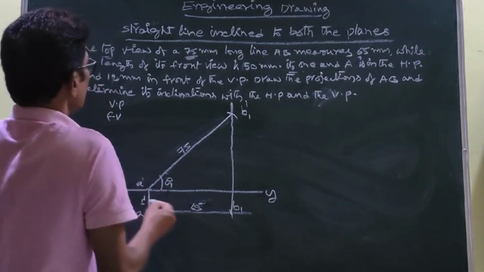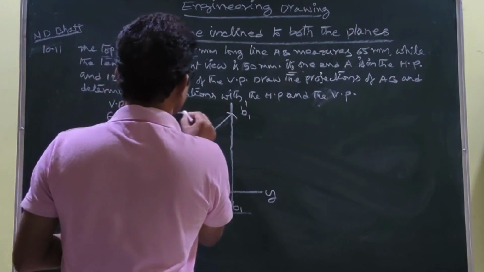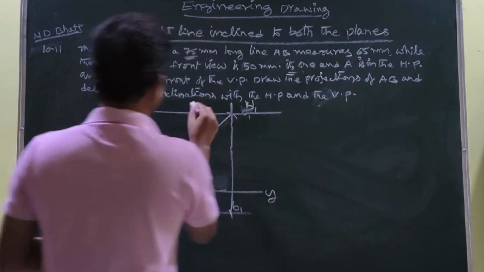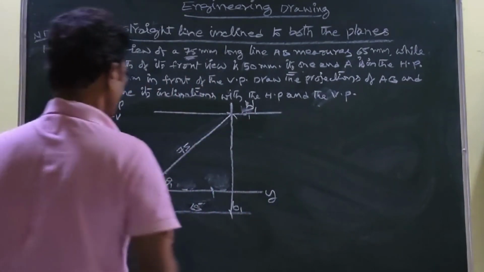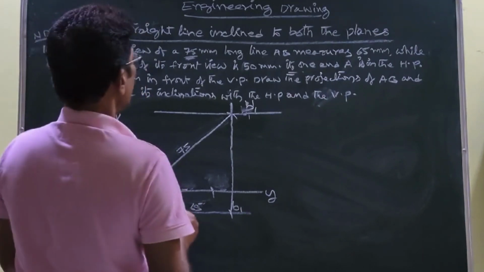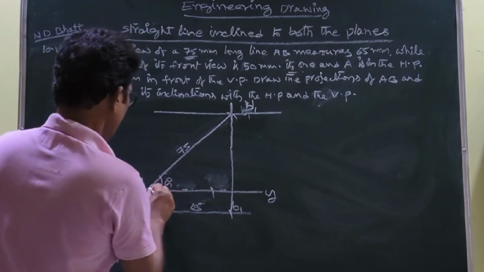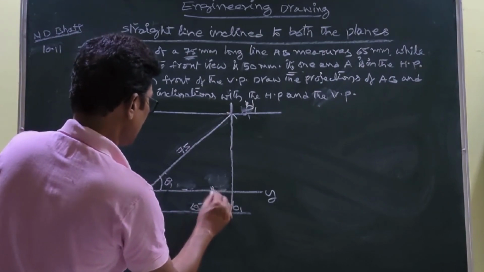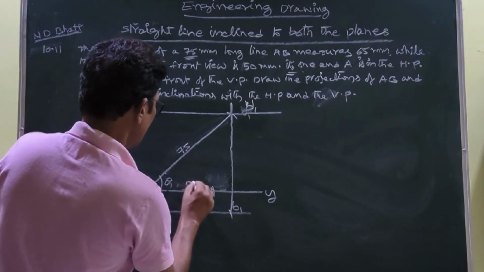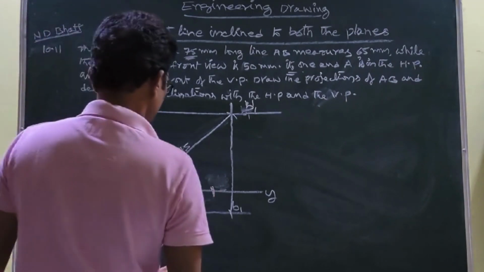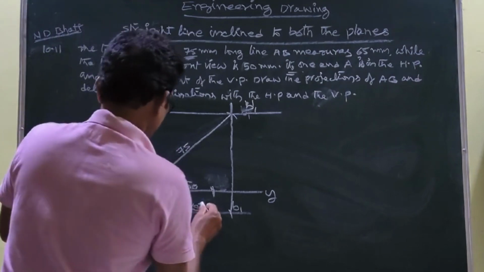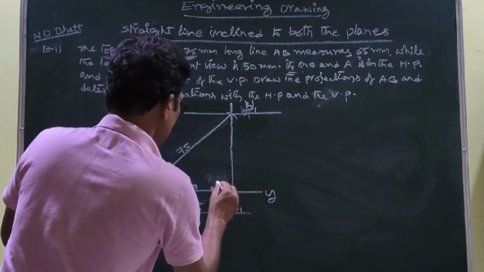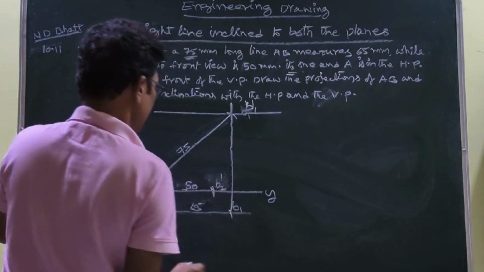Next, you draw a horizontal line parallel to XY. This is the locus line. Top is getting in VP. So therefore, A dash as a center, 50 as a radius, you cut this line. This is the 50. At this point, this name is B2 dash.